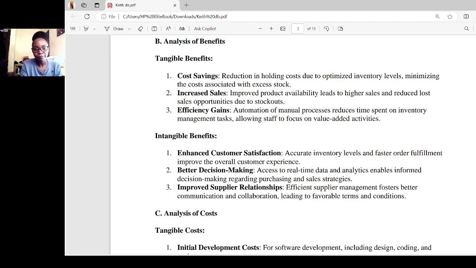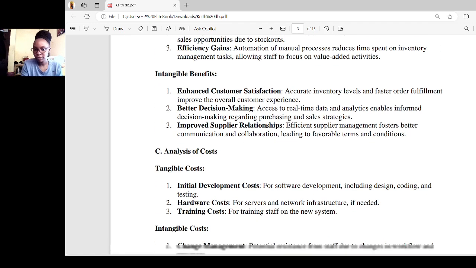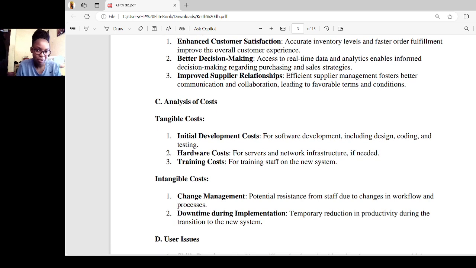Then the costs involved in my project. Of course, initial development, since we shall need some time to design, then we code as we test. Of course, testing, some costs will be incurred. Then we have the hardware costs. These costs, one, for servers and network infrastructure, and that's only if they are needed. Then we go to training costs. Of course, when this system is introduced in a company, we need to train the people who are going to use it.